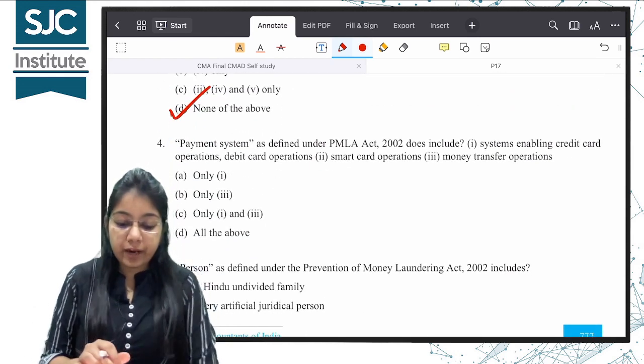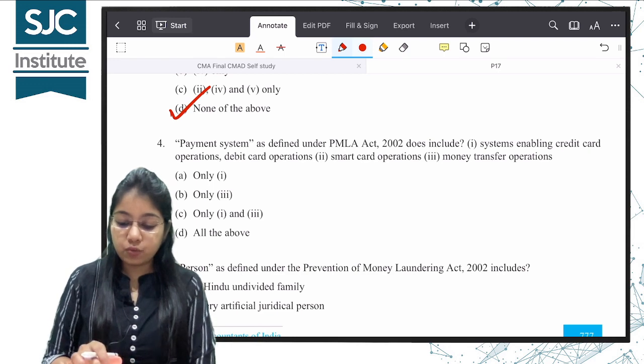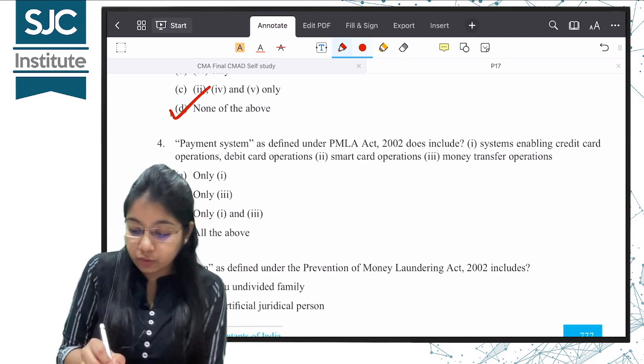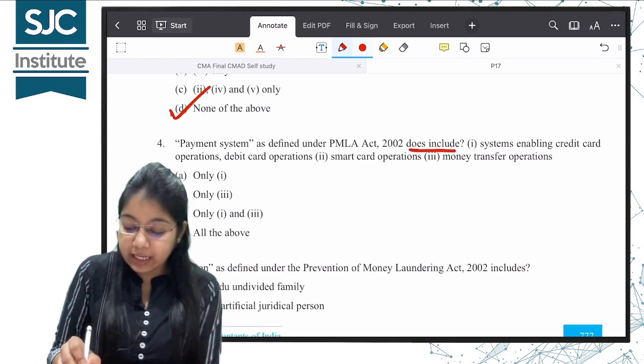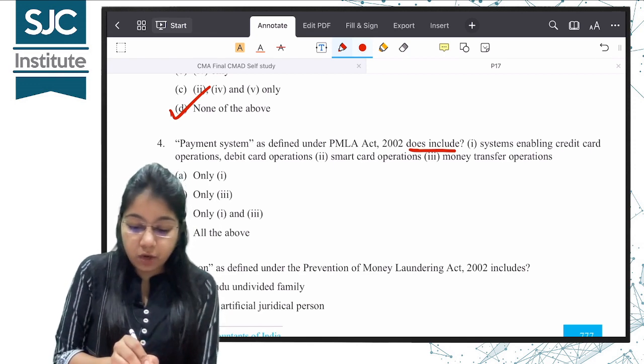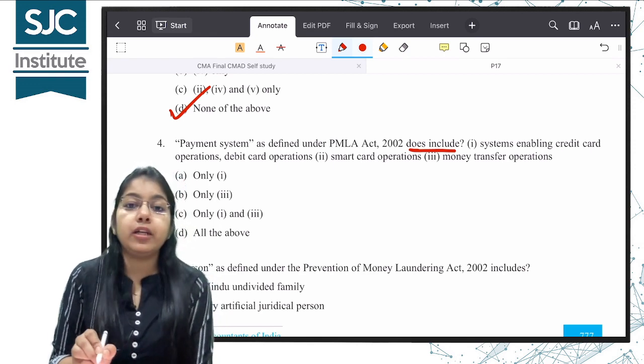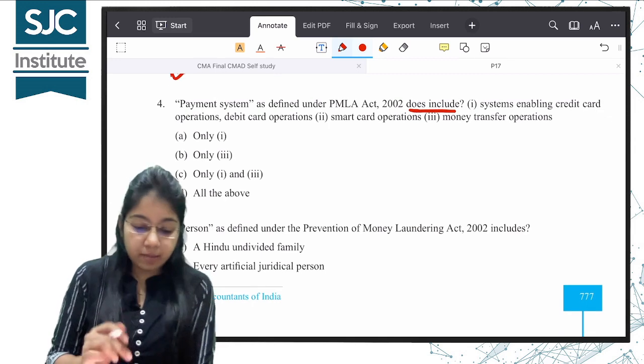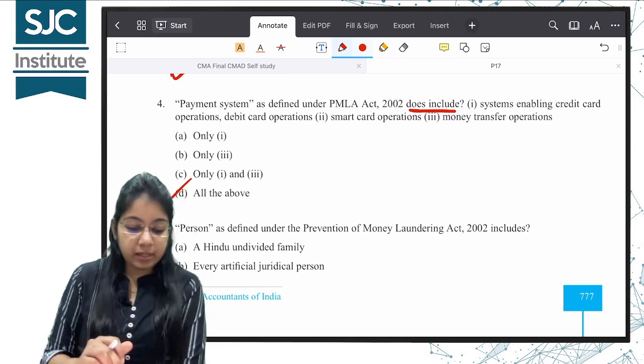Payment system as defined under PMLA Act 2002 does include systems enabling credit card operations, debit card operations, smart card operations, money transfer operations. All of the above are included in the definition of payment system.